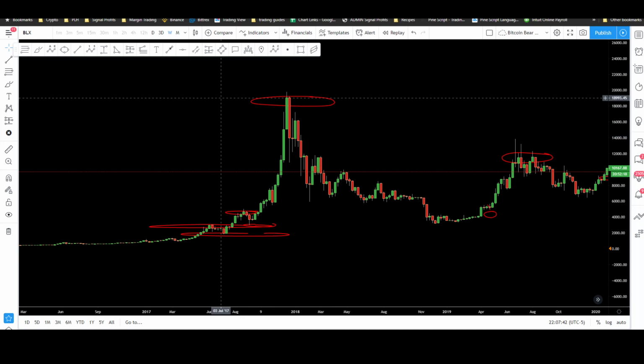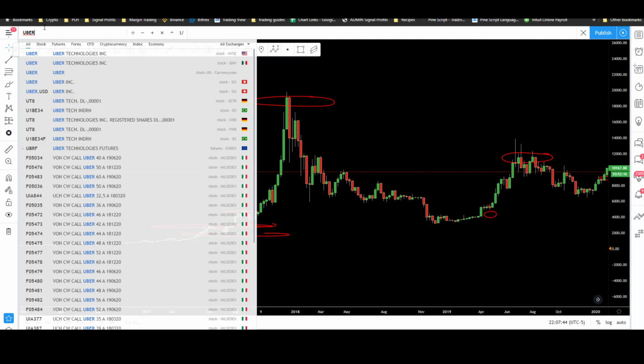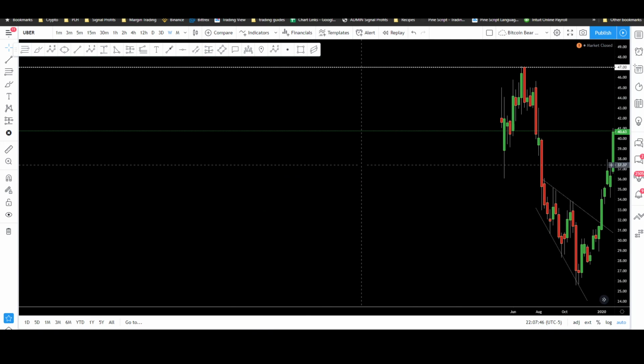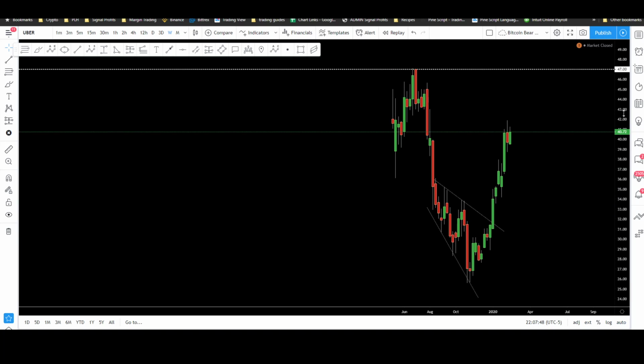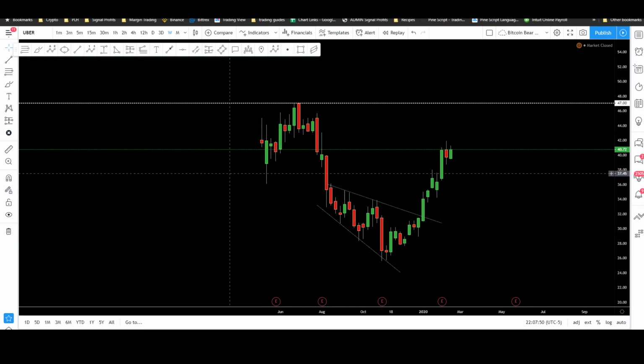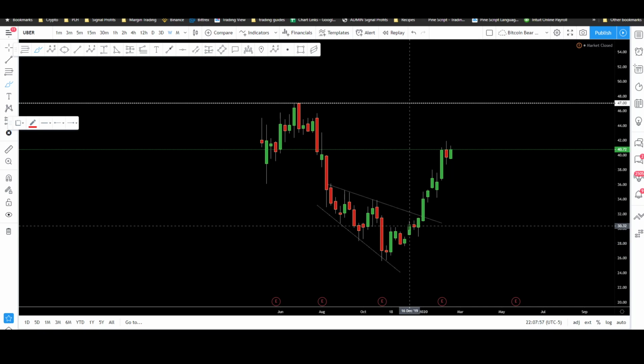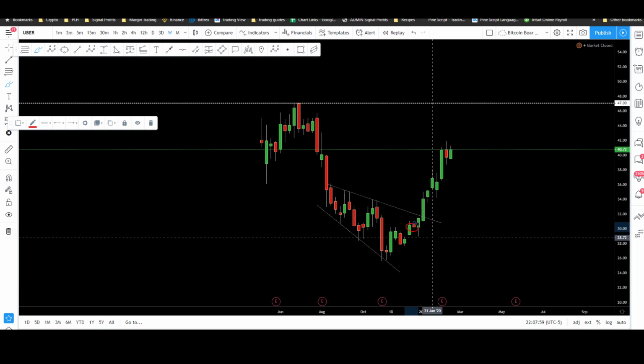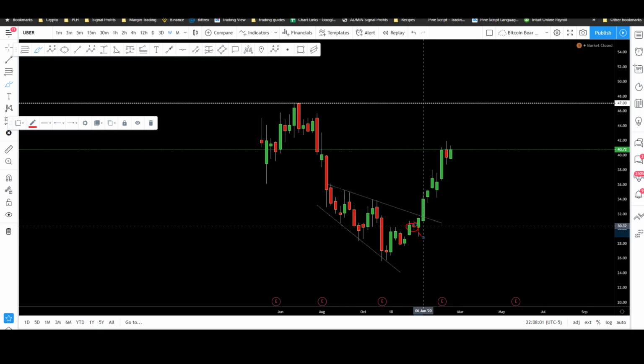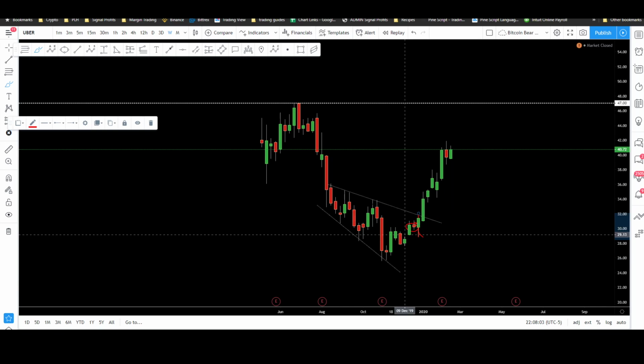Okay, so I'll take a look at Uber. Uber's an interesting one. I talked about Uber in my last video. I saw this descending broadening wedge, entered, damn near nailed the bottom, and I closed out my trade around, I think, 31 on that candle right there. I thought we were going to pull back. We did, but it was kind of a fake breakout to the downside.